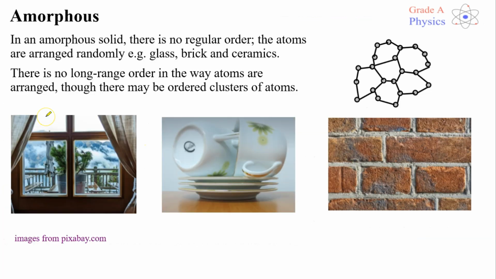The next category is amorphous. The key thing here is there is no regular order. We can see here this is very different from the previous screen. We have this random arrangement of atoms and we get these kind of clusters together. So it's varied and it's not continued over a long range. This would include glass, so various types of glass, ceramics and also brick. Again, we've got a very brief description of what is meant by amorphous and then one or two examples.